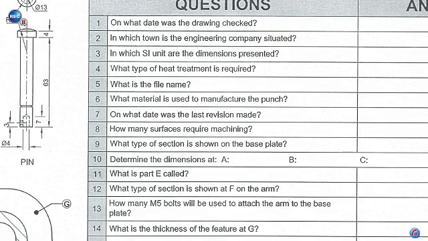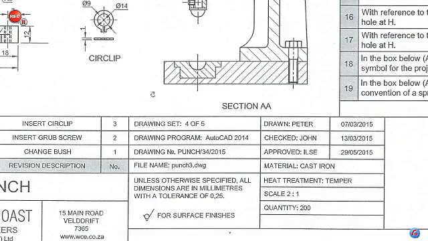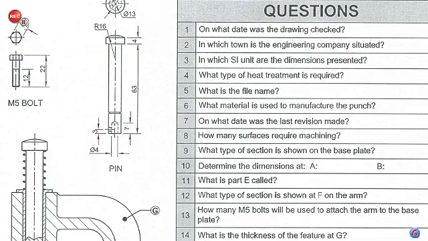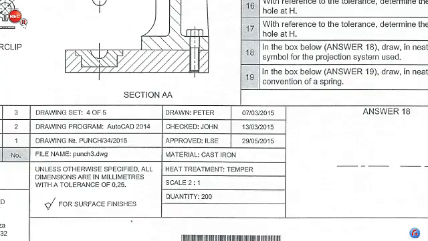Question number 4, what type of heat treatment is required on this particular component? You're going to find that answer in the title block, or in the information block at the bottom, where it is temper. Temper is the heat treatment that's going to be used. Question number 5, what is the file name? The file name you are going to find here, which is punch3.dwg. That's the answer which you are going to write in there.